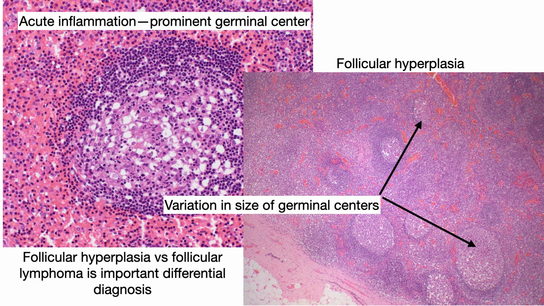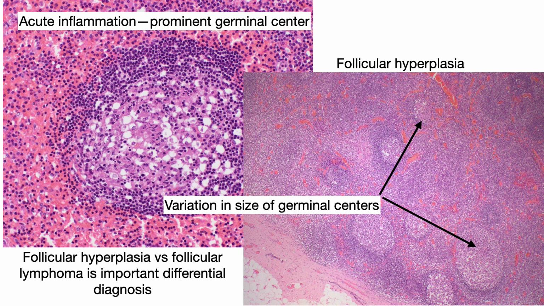So here too, the top left is actually from a spleen, but it just shows a very prominent germinal center with a lot of activity, which is what you'd see in acute reaction. And to the right is follicular hyperplasia. So an important differential, because follicular hyperplasia is a chronic process, can cause lymph nodes to enlarge. It can also look like follicular lymphoma. So it's always an important differential diagnosis.